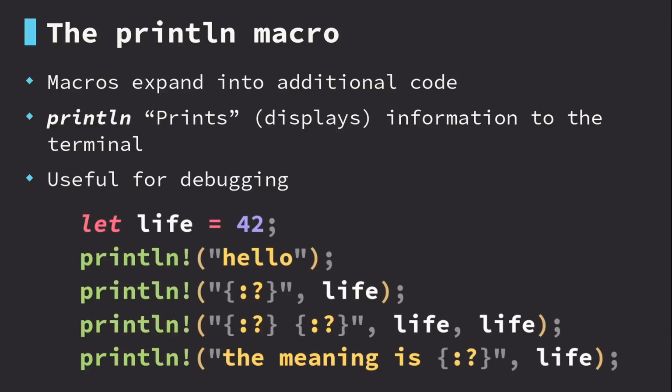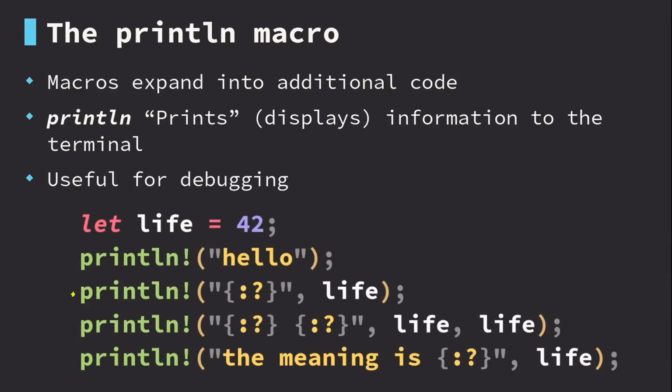Here in this code example, we're creating a variable named life and setting the value to 42. We then use the println macro, println, with the exclamation point at the end. The exclamation point indicates that we're using a macro instead of a function. We then have parentheses, just like we do with the function, and then our data inside. Our data in this case is the string hello, so this means when the println macro is called, hello will be printed to the terminal.